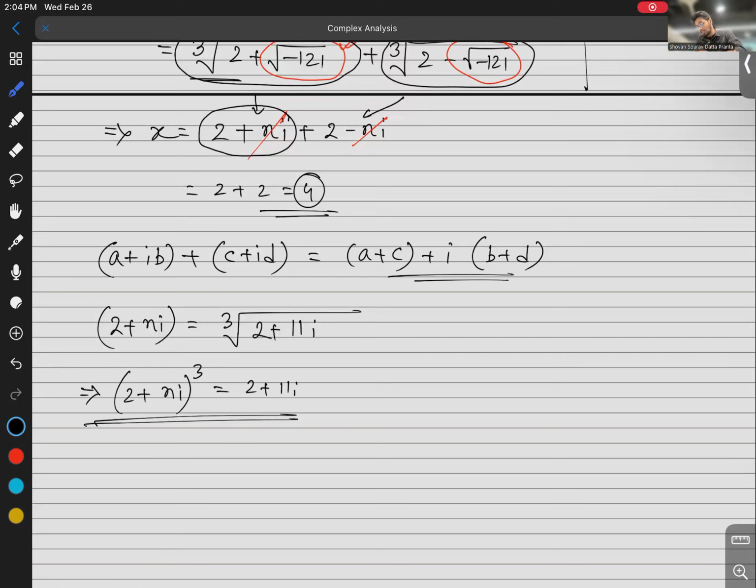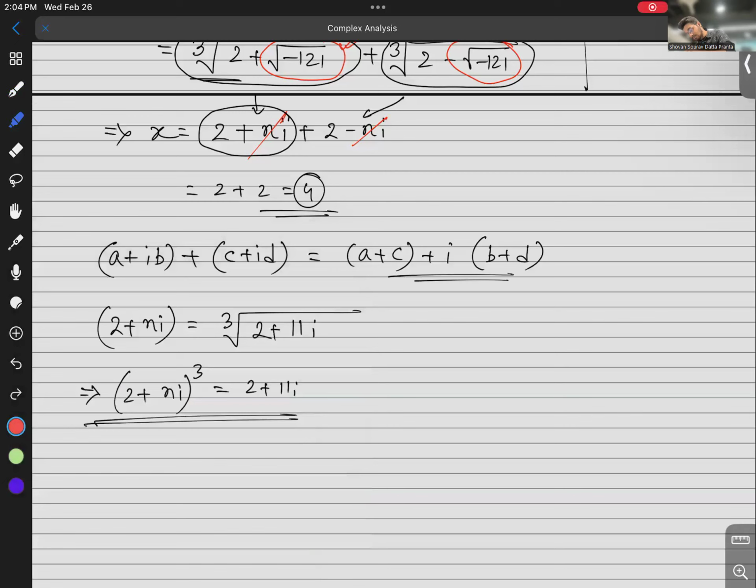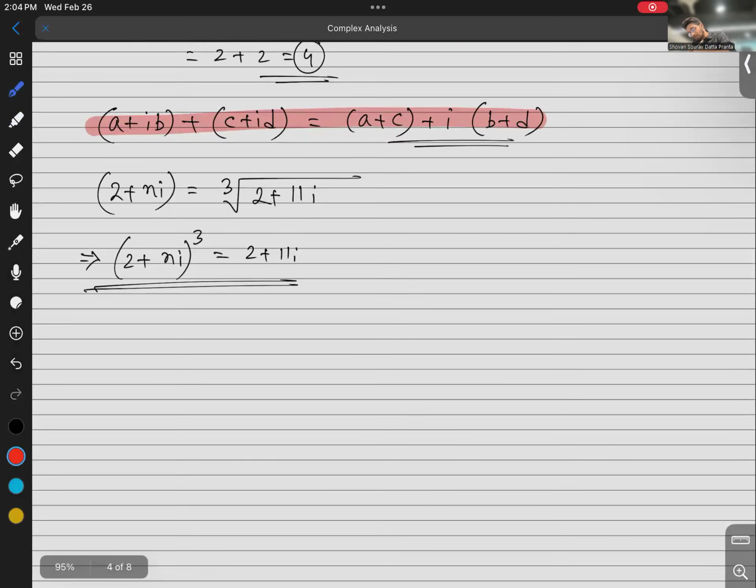That means we need the multiplication rule too. So this is our addition rule, sorry for this. This is our addition rule and we need the multiplication rule too. Our multiplication rule will be something like a plus ib times c plus id. So what is happening here?